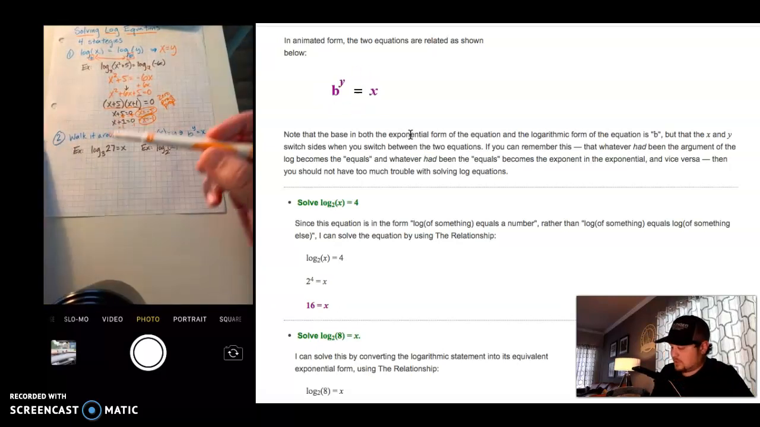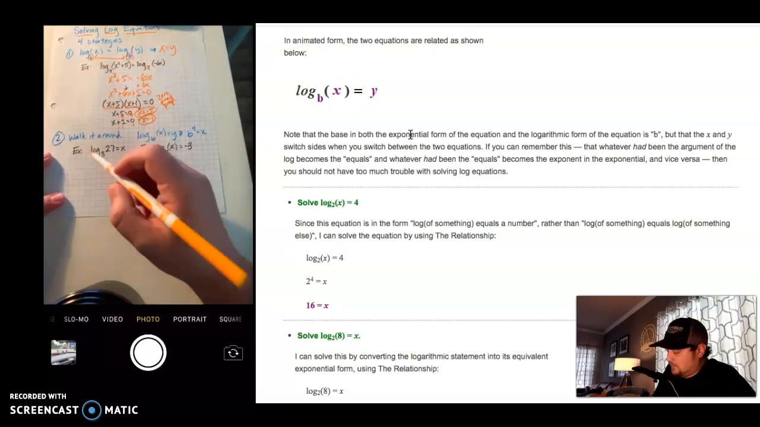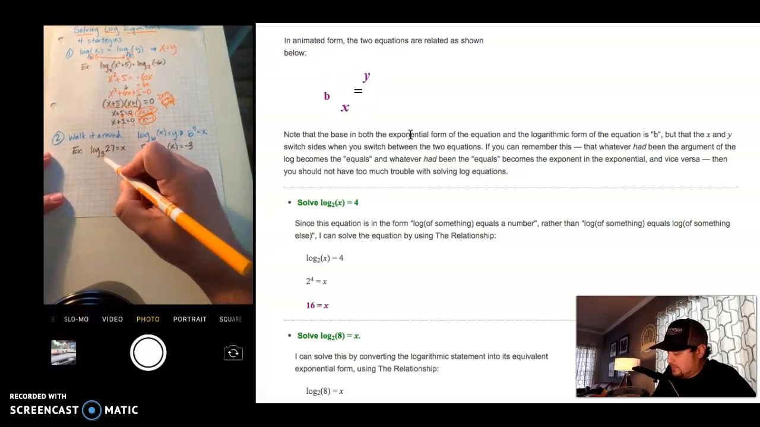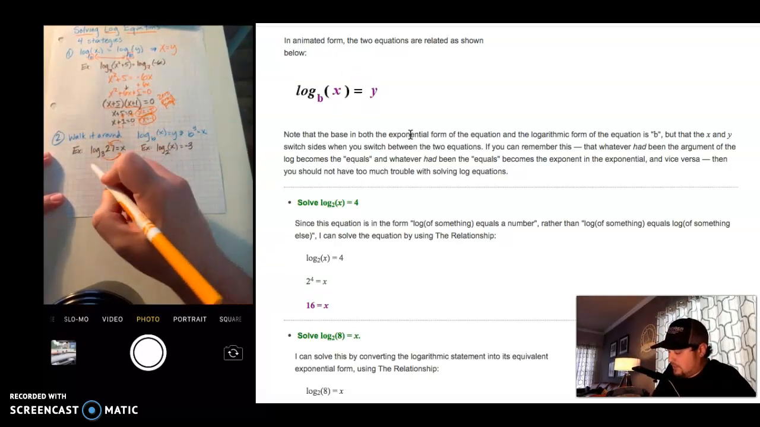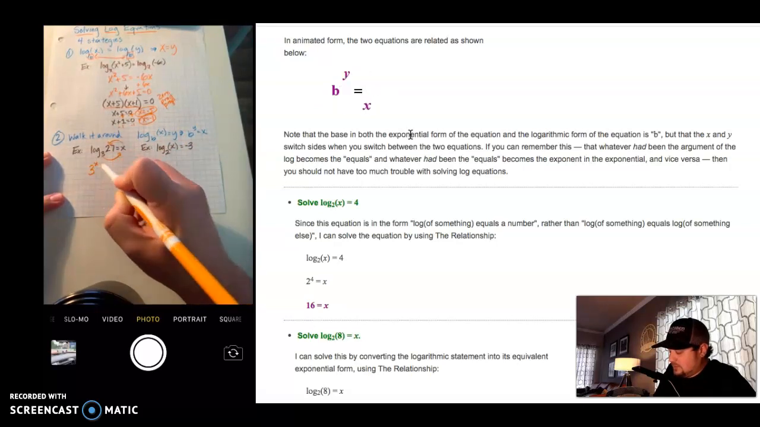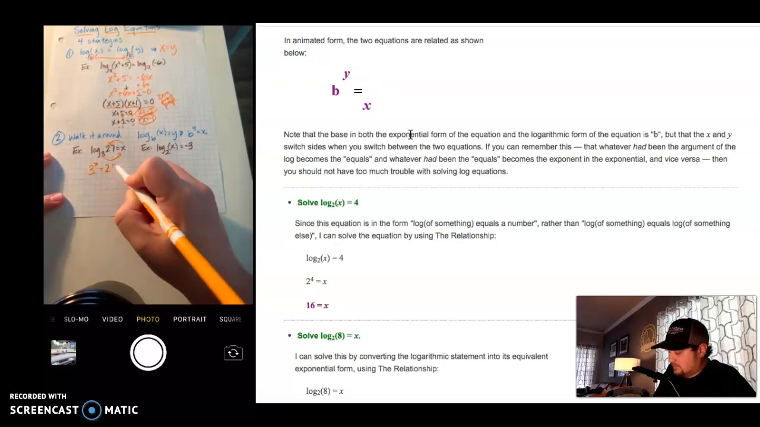So we're going to work two examples here. These are really, really simple. Basically, we're just going to walk these around, get rid of the log by turning it into an exponential. So walking it around, this is going to be 3 to the x power equals 27.